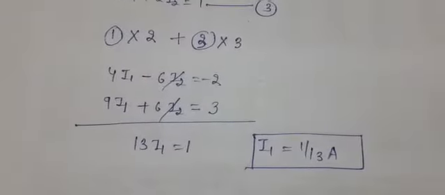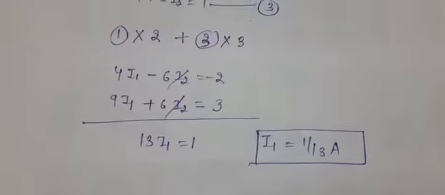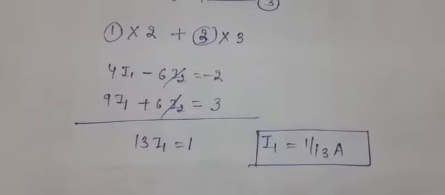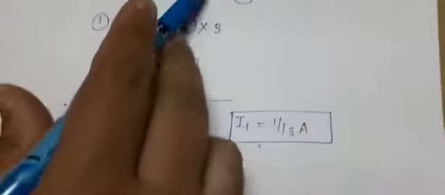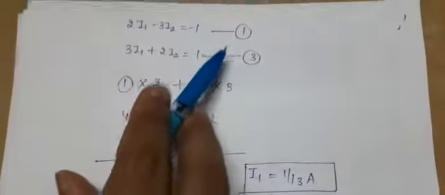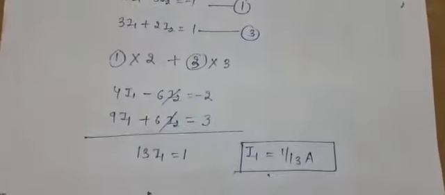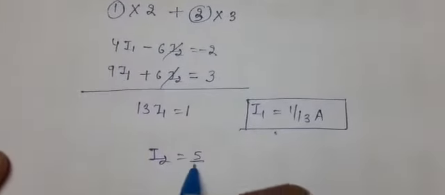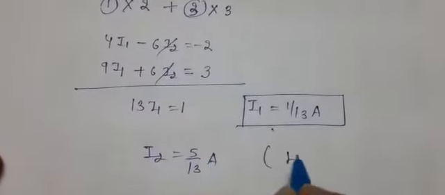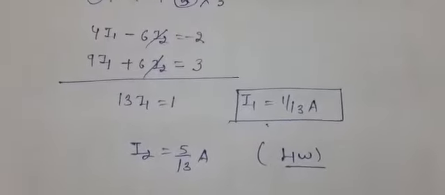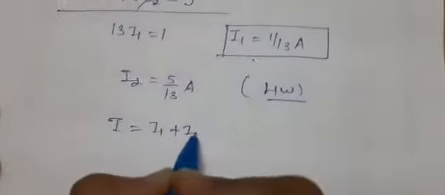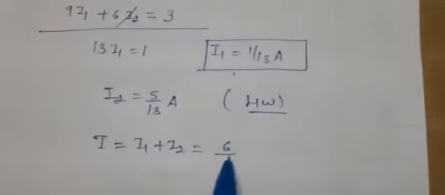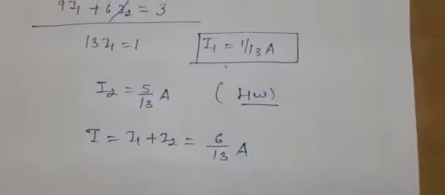So now to calculate the value of I2, put this value of I1 in any of these two equations. I am not showing those steps, it will work for you. Then I2 will come out to be 5 by 13 ampere. Solve it, simple mathematical steps. Then I is equal to I1 plus I2, so it will be 1 plus 5, 6 upon 13 ampere.